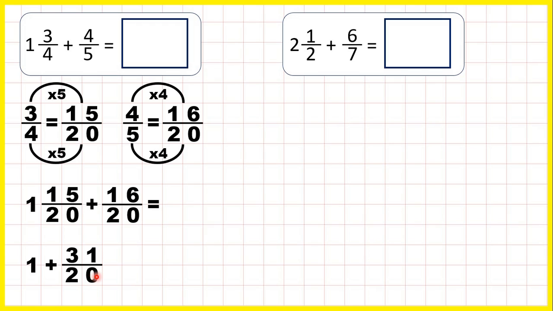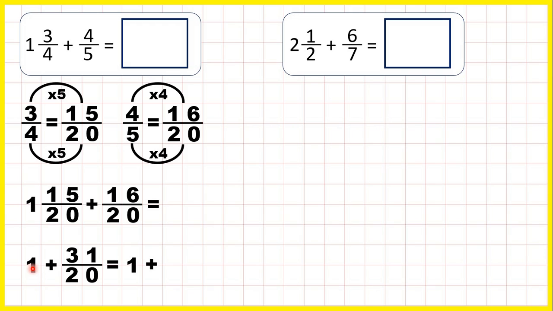But we have a problem here. We can't write 1 31/20 as our answer, because we can't have an improper fraction in a mixed number. So we need to change 31/20 back into a mixed number.